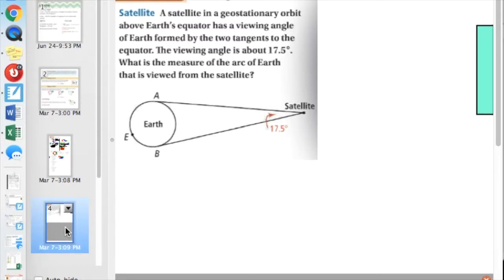All right, so what we are going to do first is we're going to recognize what I don't know, okay? I do not know this arc right here, okay? That is my goal. I'm trying to figure out the measure of the arc of Earth that's viewed from the satellite. And from the satellite, that is what I can see.